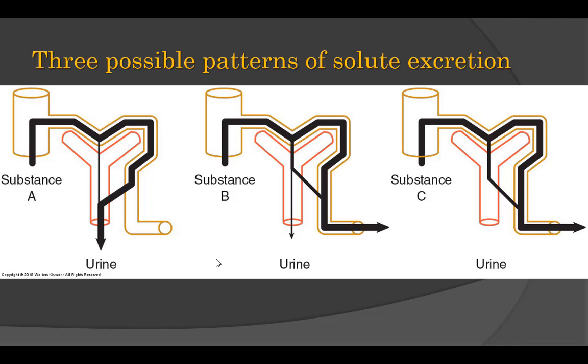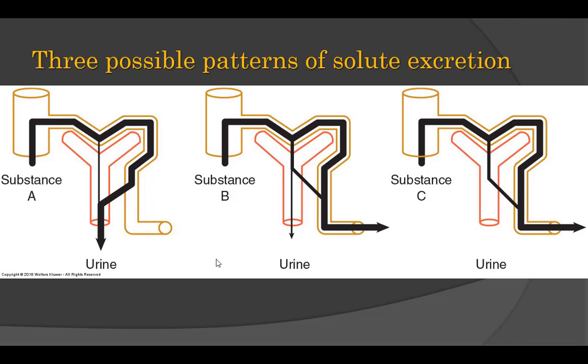Now can you give me an example? Can you think of an example of, say, substance C? Something that freely gets filtered but then completely reabsorbed and nothing appears in the urine. We're talking about healthy individual. Can you think of any substance? Glucose, right? Glucose is freely filtered but immediately reabsorbed. So normally we don't have any glucose appearing in the urine. Can you think of any example for substance B? Substance B?